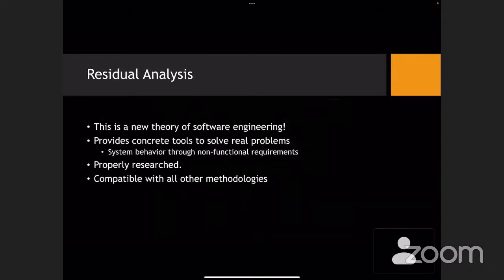And so what we have here with this process of residual analysis is a brand new theory of software engineering, and at times a very controversial theory of software engineering, because it's new, and when something's new, you're automatically saying that the old stuff wasn't good enough. This upsets people a great deal. But what we have here are solid tools that actually solve problems, and it doesn't take very long to get up and running with these things. This stuff is properly researched.